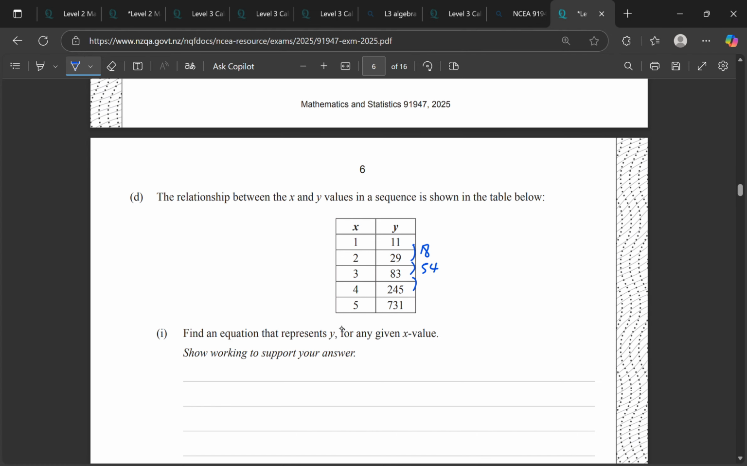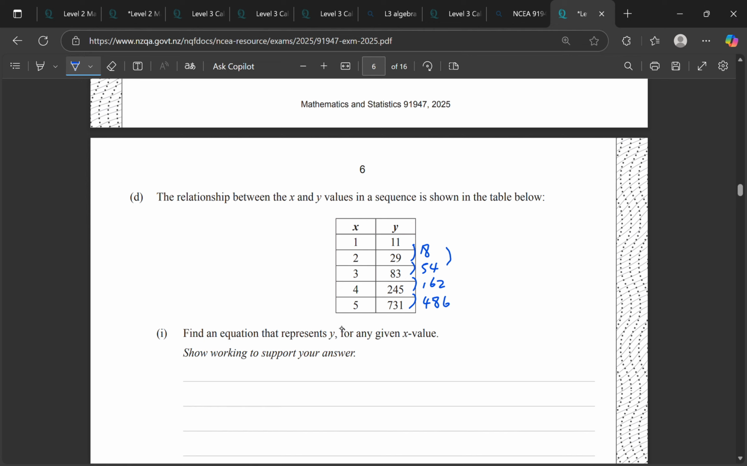245 take away 83 is 162, and 731 take away 245 is 486. Then what I did is I found the common difference between differences. So that is 36 and 108, and then this is 324. Obviously, it's not a common difference, right? So a bit upset, but this one didn't work.